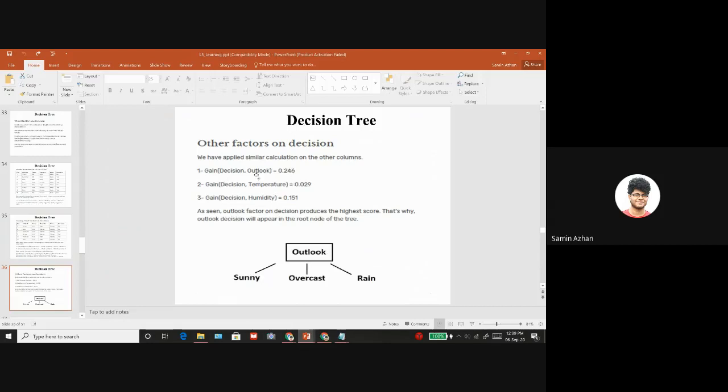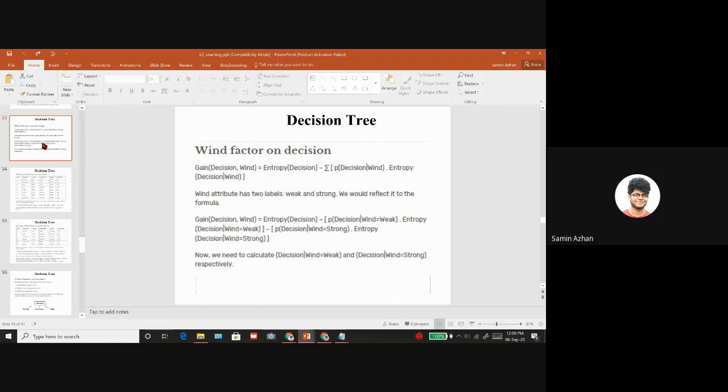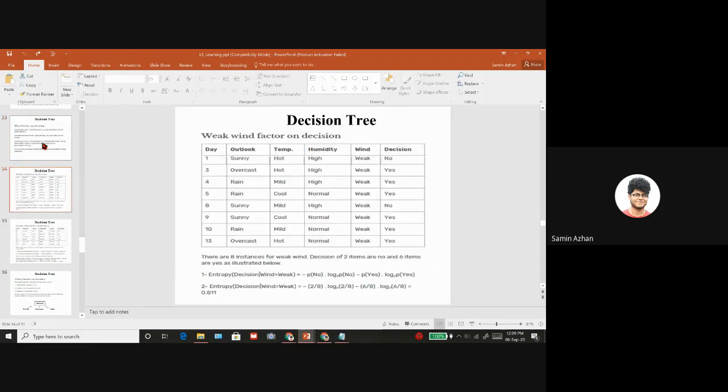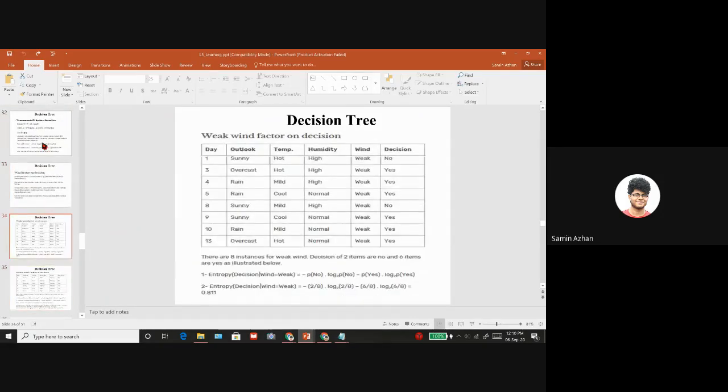I really wanted to show you how these values come. I wanted to show you for Outlook at least, but I don't think I'll be having too much time for this class. What I want you to do is try to calculate the Outlook. I'll be giving you the slide right after this lecture. So go through these slides and try to calculate the value. In the slide, they calculated the value for wind.